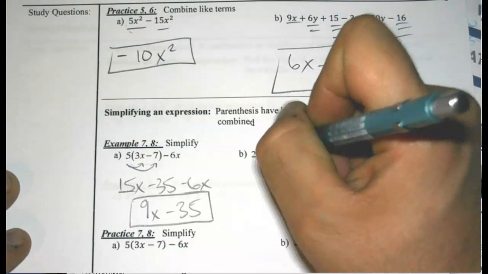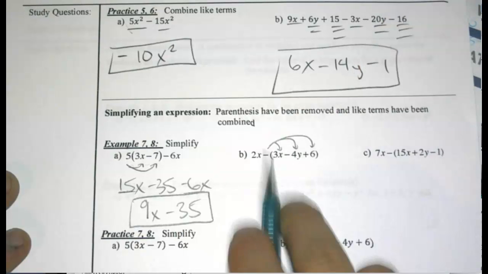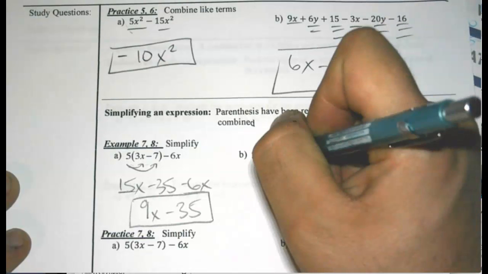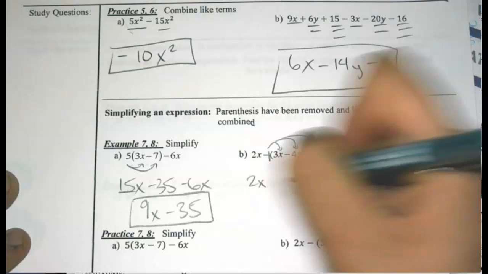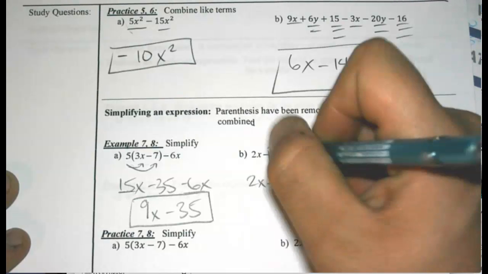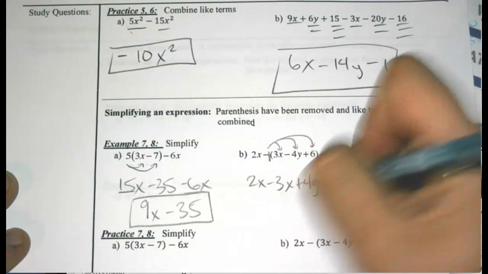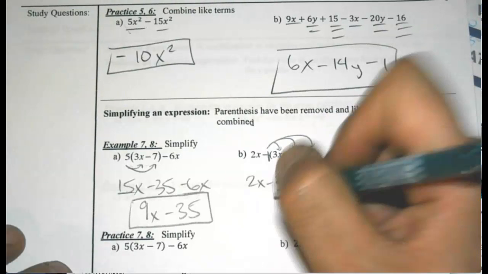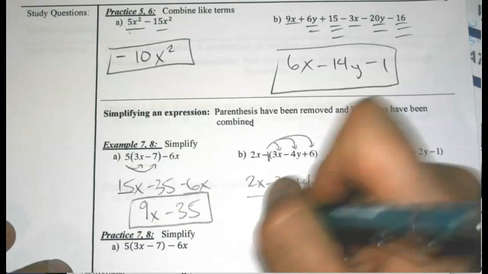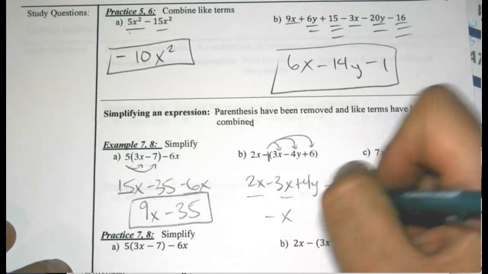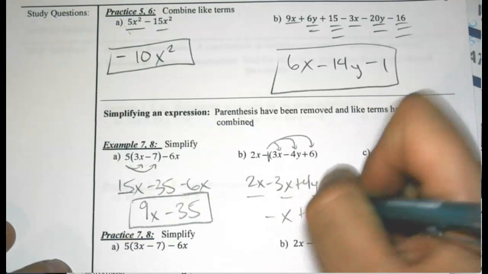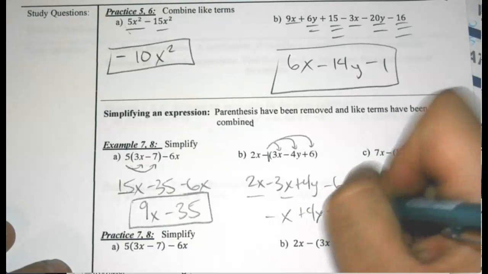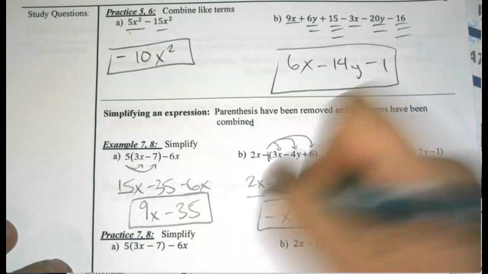Here, when you distribute, you got to distribute basically a negative 1, right? That negative sign is like a negative 1, so we'll have a minus 3x, negative 1 times negative 4 is a plus 4y, negative 1 times 6 is minus 6. Combine like terms. 2x minus 3x is negative 1x or negative x. Plus 4y has no like terms there. Minus 6 also just comes along for the ride.